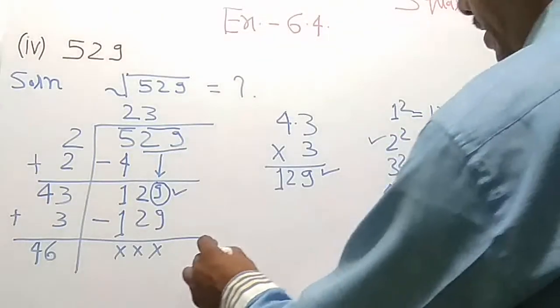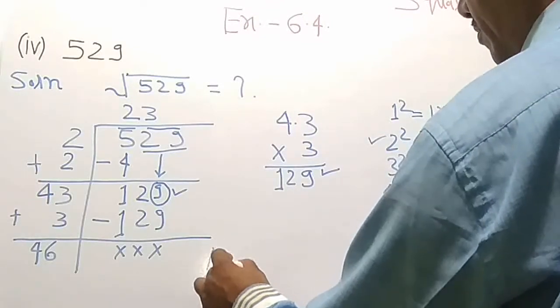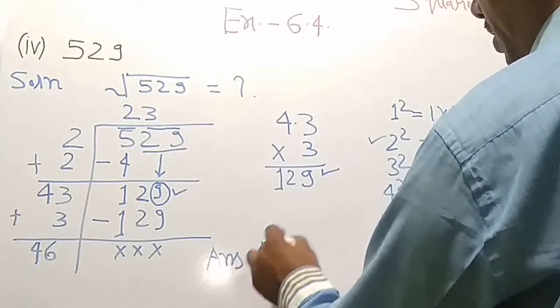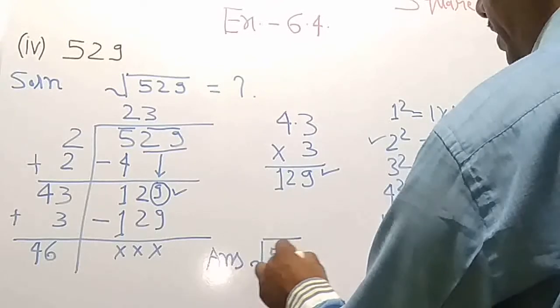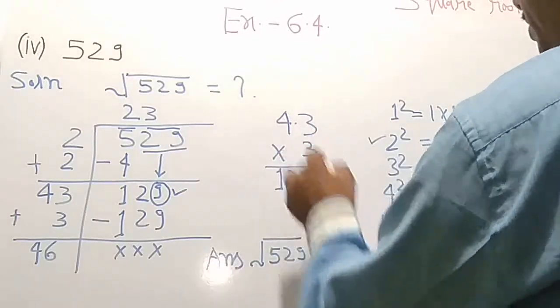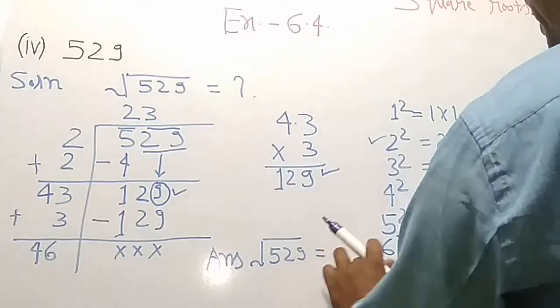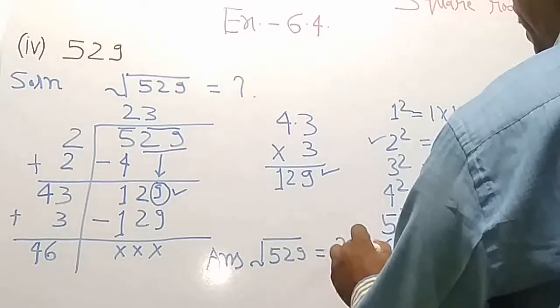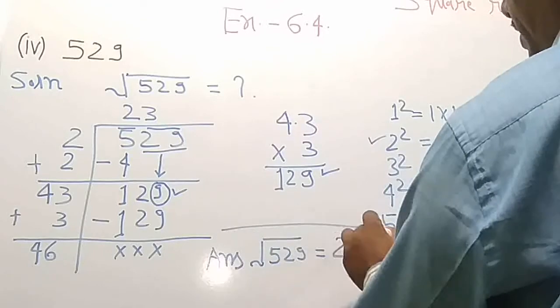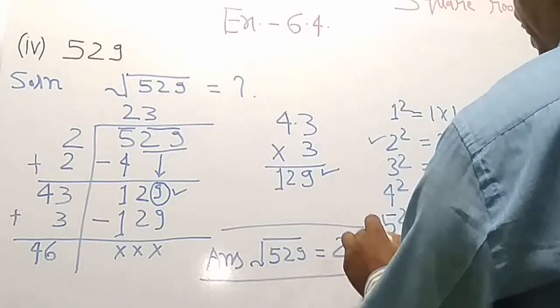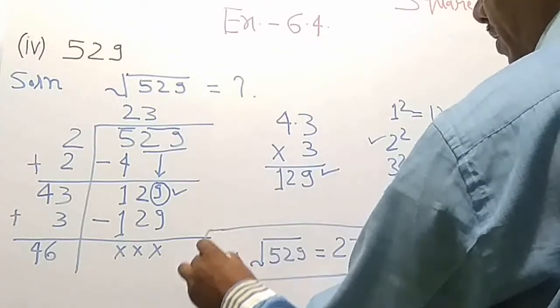So in the answer we can write square root of 529 is equal to 23. This is our required answer.